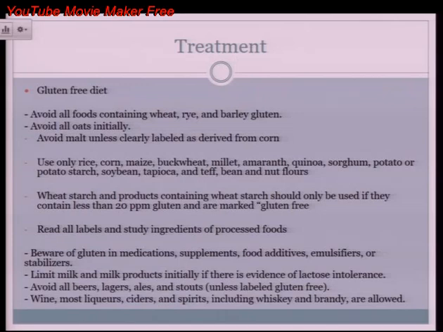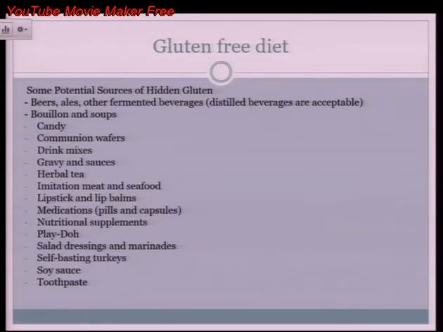Beers, lagers, ales, and stouts, all of these also are sources of gluten, so they have to be aware of that. So these are some of the potential hidden sources of gluten. Like I talked about, beers, the fermented beverages, candy, communion wafers, drink mixes, gravy sauces, herbal teas, imitation meat and seafood, lipsticks and lip balm, medications, Play-Doh for kids, salad dressings and marinades, self-basting turkeys, soy sauce, and toothpaste. So all of these are potential hidden sources of gluten, and unless they have a good education on these, it's hard to know if we're consuming those.